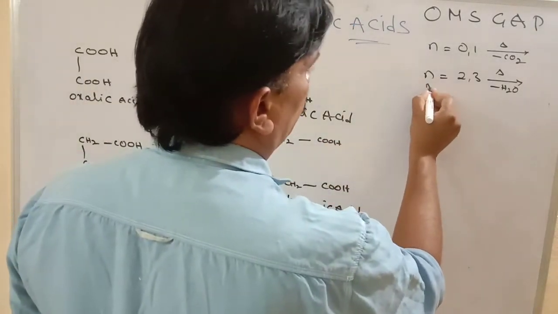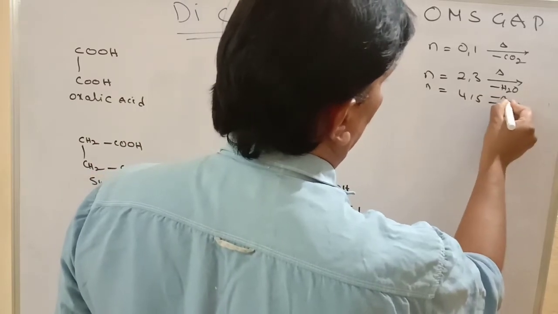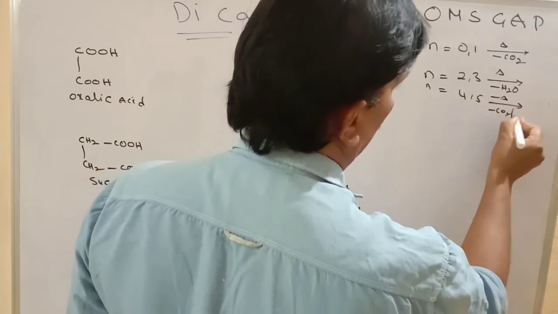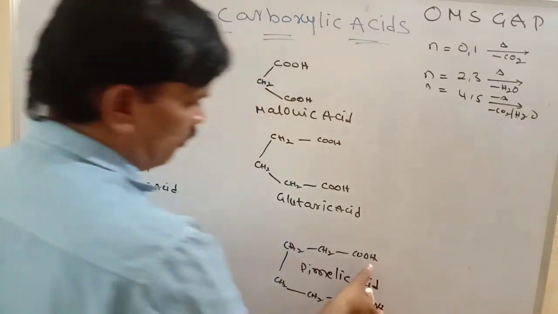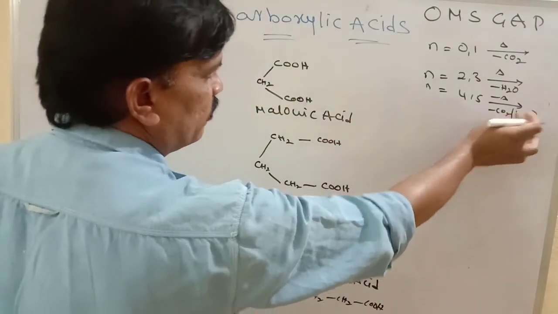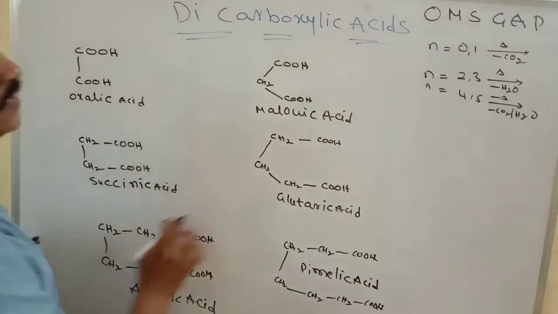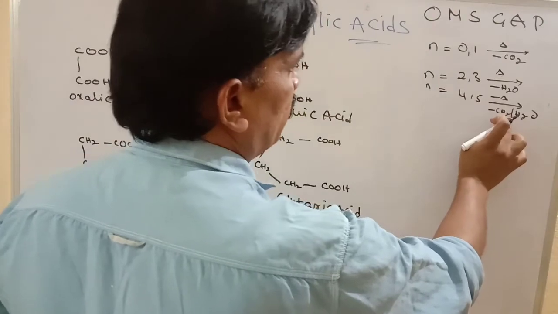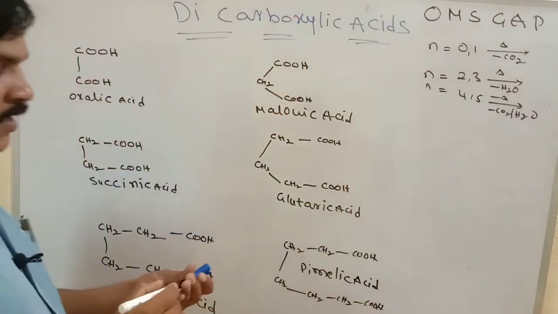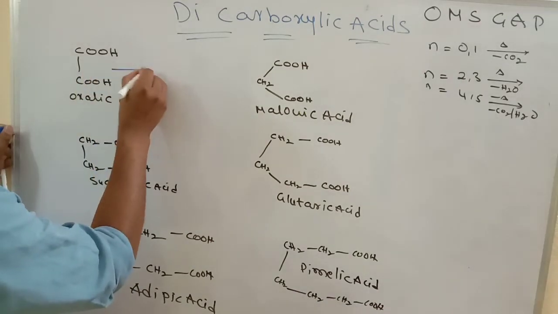If n equals 4 or 5, in the heating effect just eliminate CO2 and H2O. In between the dicarboxylic acid, if 1, 2, 3, 4 carbons are there, 4 carbons means we have to eliminate CO2 and H2O in the heating effect. Just remember that, please.